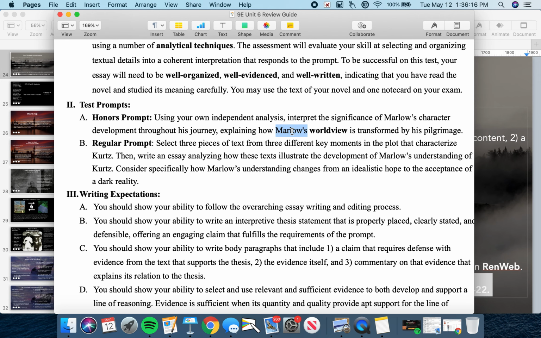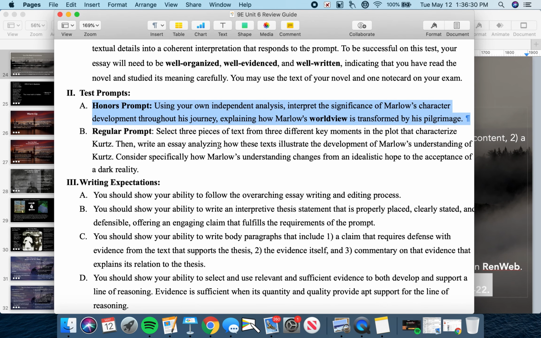All right, that is all entailed in the question: how does Marlowe's worldview transform throughout the course of his journey? So that's your honors prompt. I need a thesis statement that articulates very clearly how Marlowe's worldview transforms.